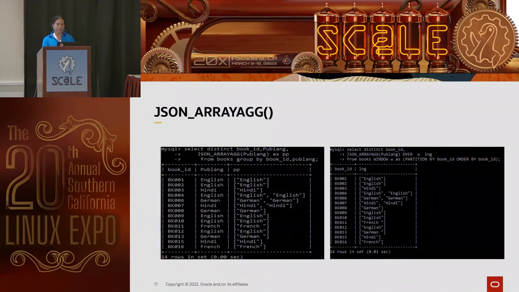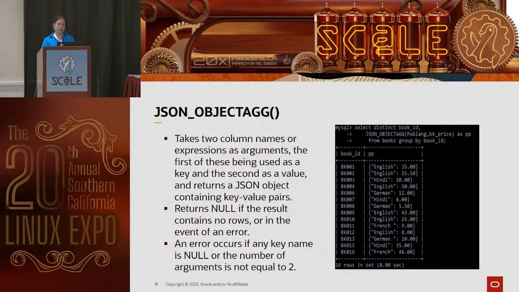So what is the difference between JSON array aggregate and JSON object aggregate? Can anybody see the obvious difference? It requires two values. One is a key parameter, another is a value parameter. So it takes two values. If you don't pass two values, you will get an error. So I'm passing a language and the book price. It is giving it in a pretty format as well.